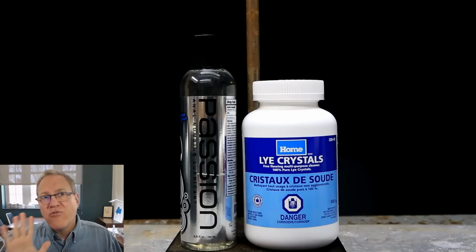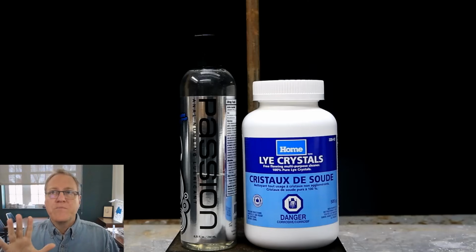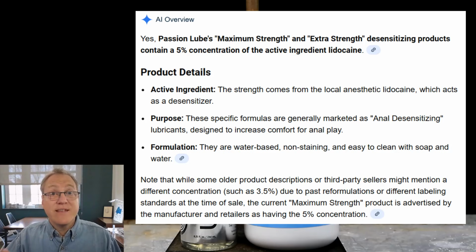He said this is 5% lidocaine. I found some evidence that this used to be made in 5%, but when I look, I also find 3.5%. So I'm going to assume NileRed knows how to read the side of a bottle and that it is 5%, but you may or may not be able to buy this exact product today as you could 9 years ago.